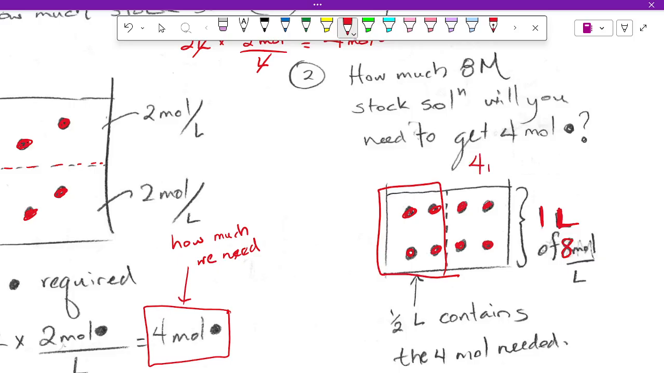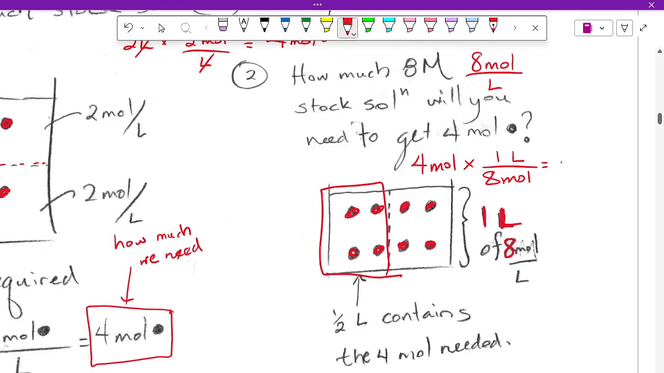You'll say 4 moles, and this is when it's important to write it out like this, 8 moles per liter, because you can now multiply. You want the moles on the bottom and the liters on the top. And where does the 8 go? The 8 goes with the moles, okay? And that gives you 4 divided by 8, which gives you 0.5, which is half a liter.